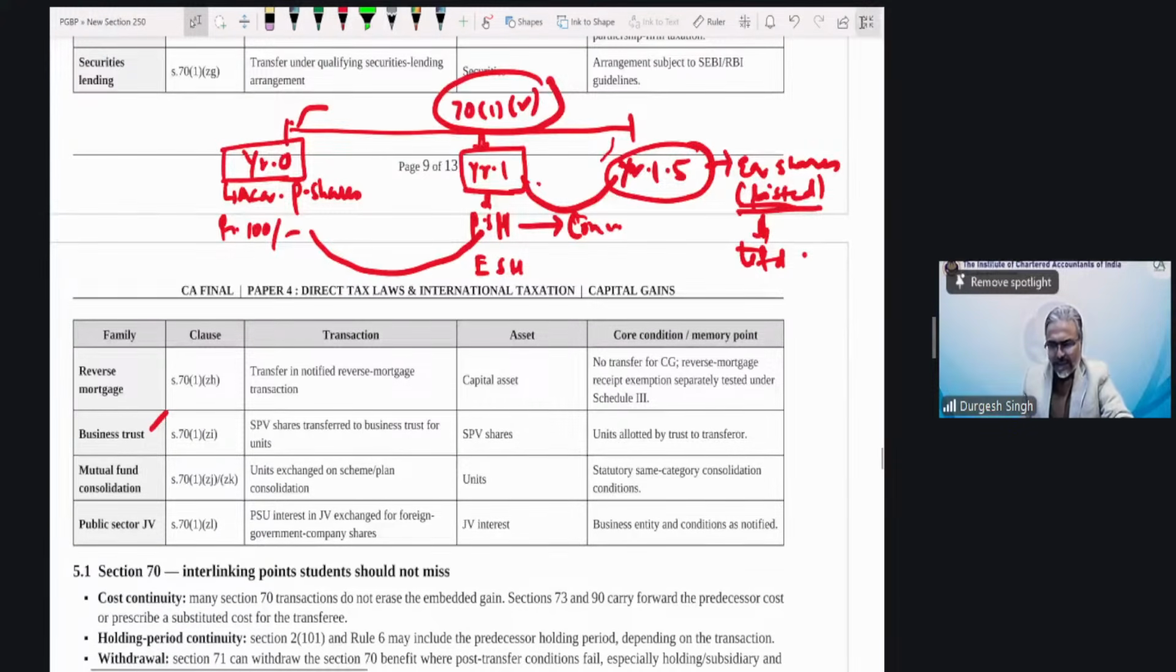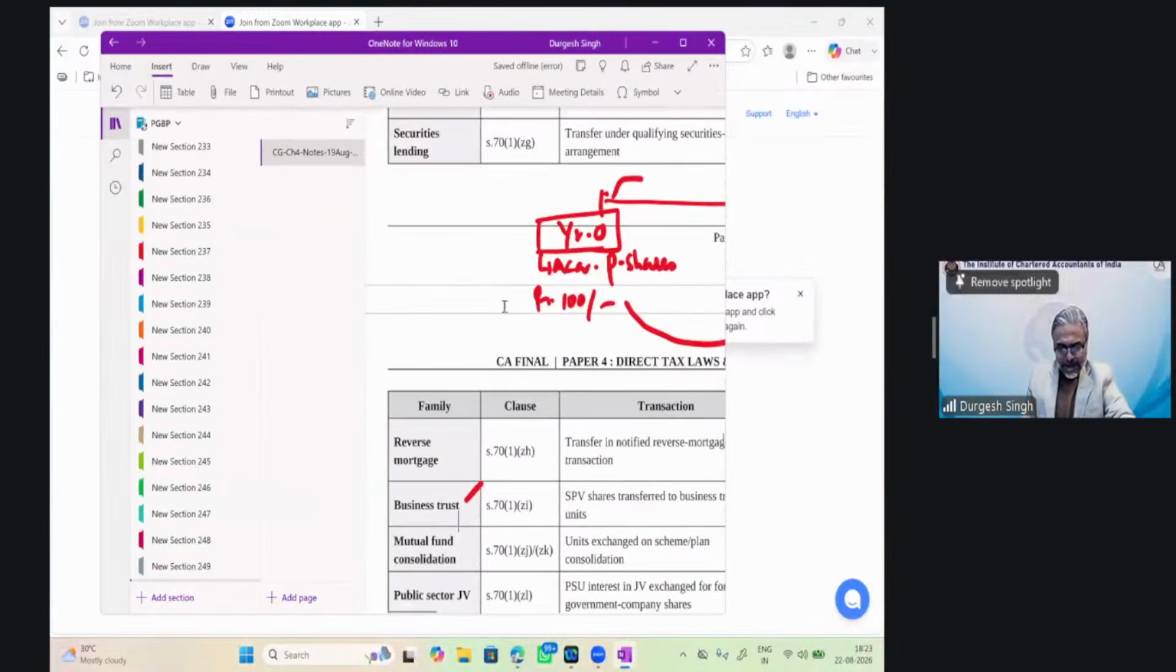With that now, students, I'm coming to our last category, and which is demerger. Students, last category, demerger.